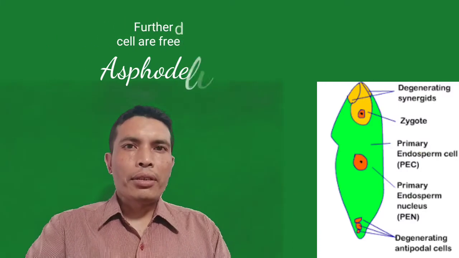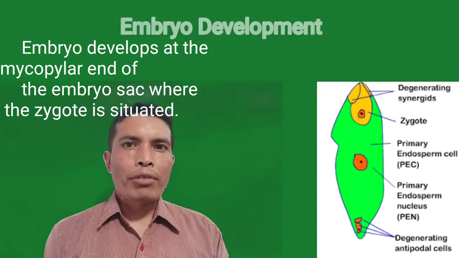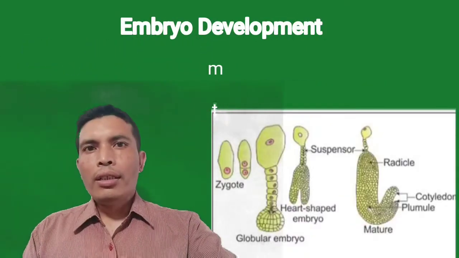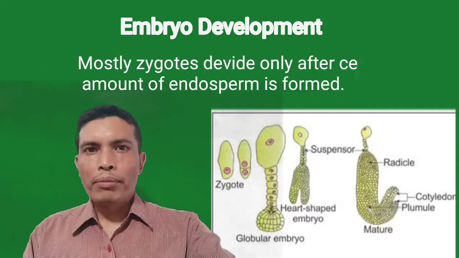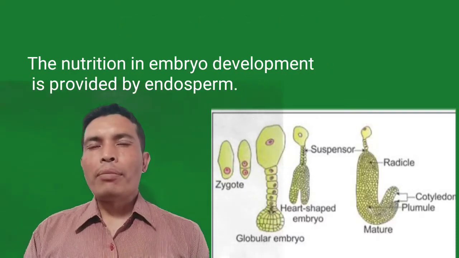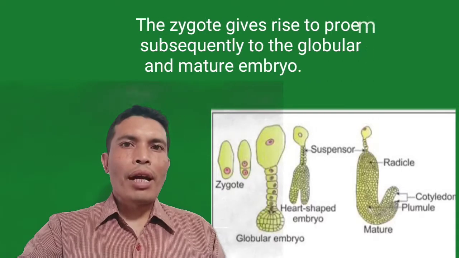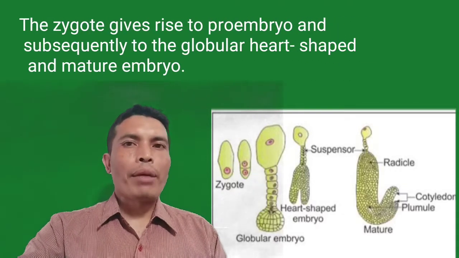Now embryo formation. The embryo develops at the micropylar end of the embryo sac where the zygote is situated. Mostly, zygotes divide only after a certain amount of endosperm is formed. The nutrition for the development of the embryo is provided by the endosperm. The zygote gives rise to the proembryo and subsequently to the globular, heart-shaped and mature embryo.